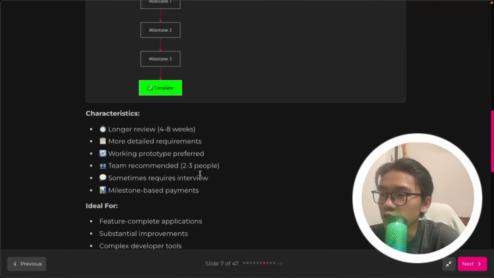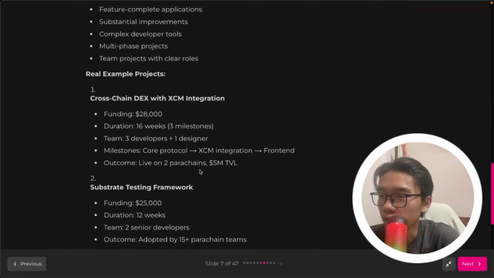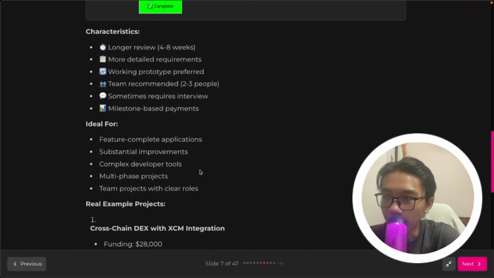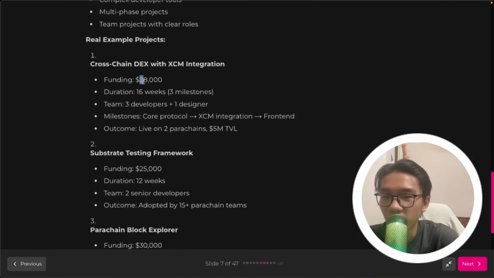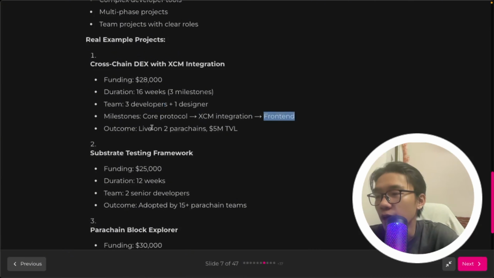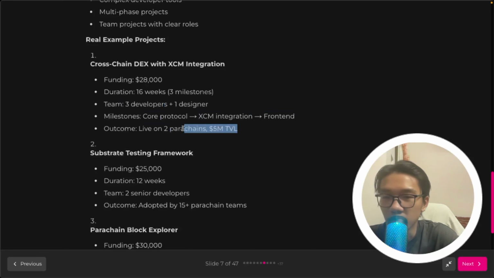For Level 2, which is up to 30,000, the focus is more on feature complete applications and established teams. For example, a cross-chain DEX with XCM integration asked for 28,000 for a duration of 16 weeks to deliver 3 milestones. The team would be 3 developers and 1 designer. The milestones are to deliver the core protocol, XCM integration and front end, then go live on 2 parachains with 5 million total value locked.